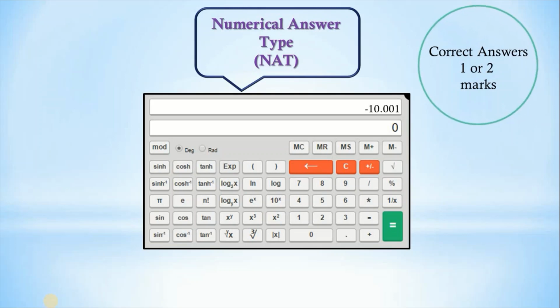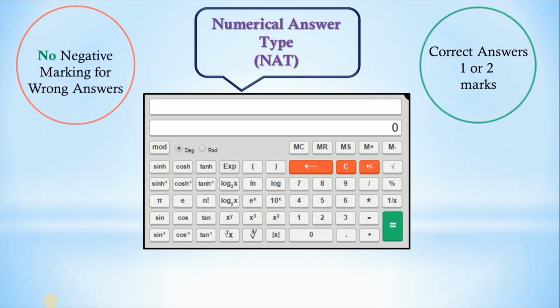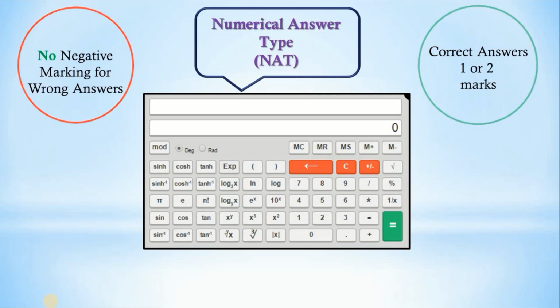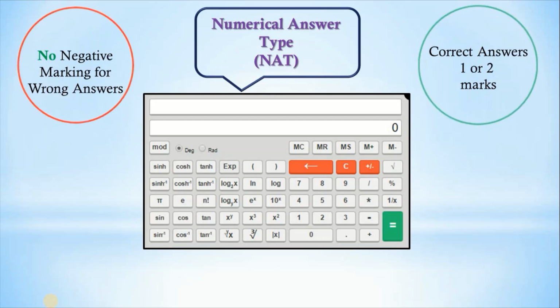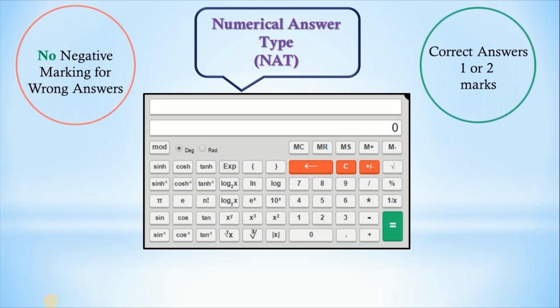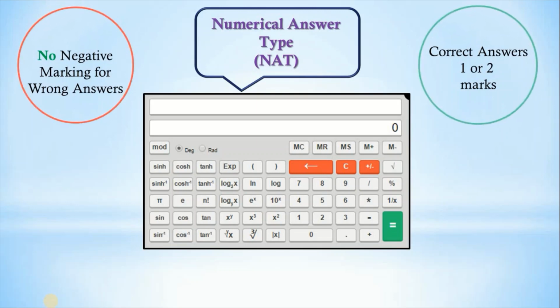So you have to keep a good habit to give the NAT answer types up to a maximum of 3 decimal places. There will be no negative marking for wrong answers. So there will be one suggestion: try to attempt these numerical answer type questions, because whatever answer you give, if it is wrong, you will not lose, there will be no negative marking. So if the answer is wrong, the marks will be considered 0.